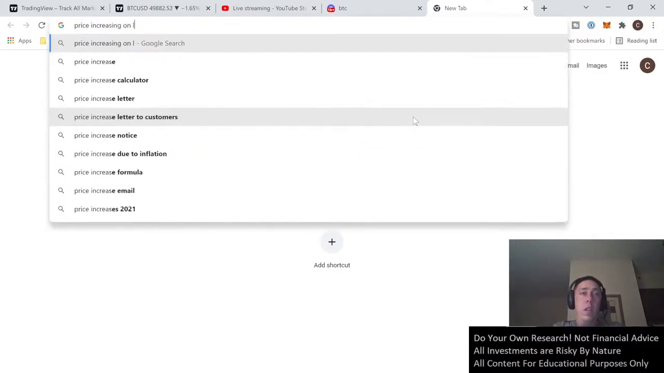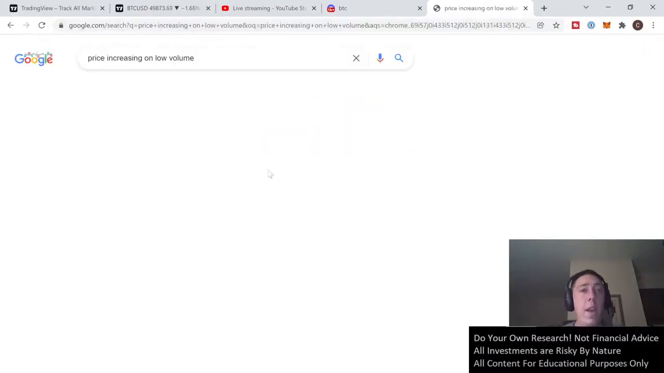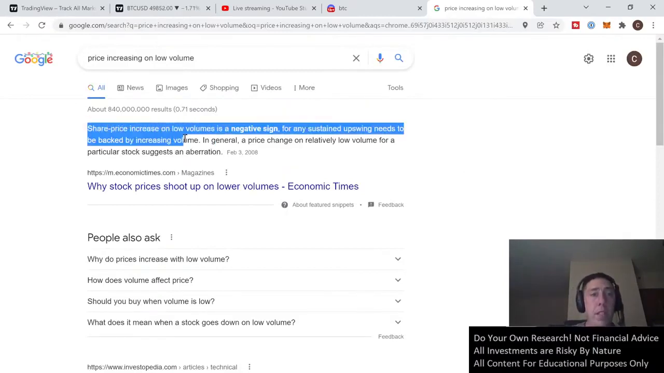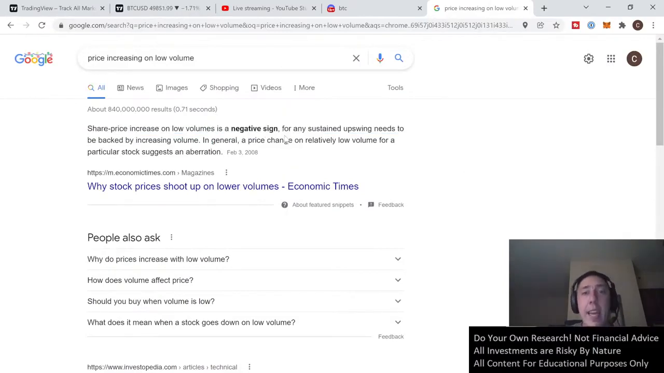Okay, price increasing on low volume, see this, is a negative sign, right? That's why, guys, this is exactly why. When you have low volume increases, that's actually a really good sign to notice if it is a bull trap or not, right? So that's why I tell you guys all the time, volume, volume, volume.